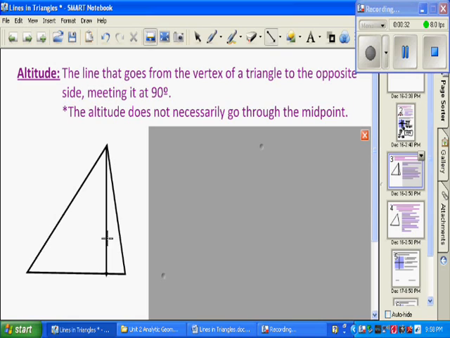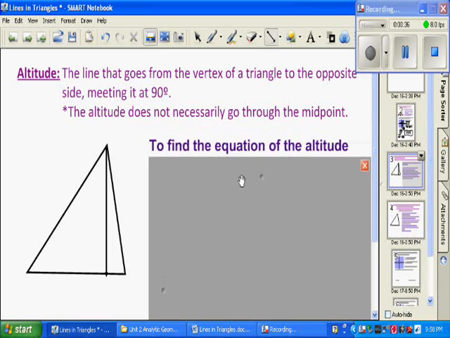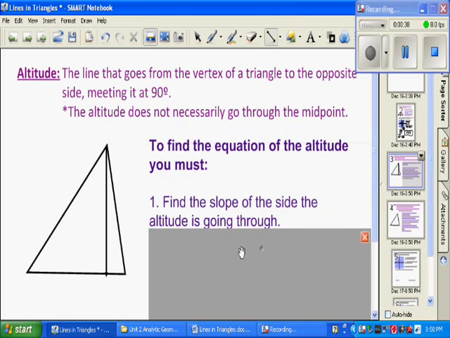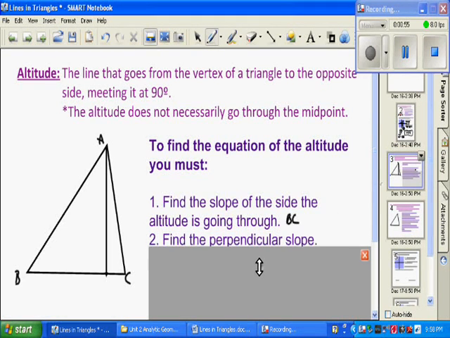Okay, if we want to find the equation for the altitude, we have to do a couple of things. First thing we have to do is find the slope of the side the altitude is going through. So for example, in this triangle ABC, we would have to find the slope of BC first. Once we know the slope of BC, we can find the negative reciprocal, which tells us the slope of the altitude, which is this line here.